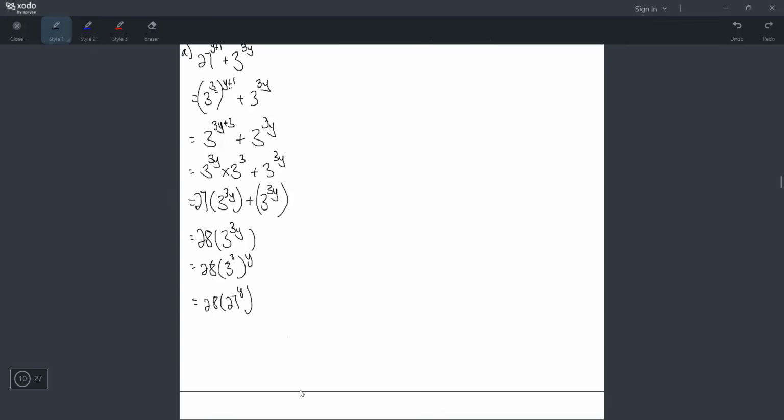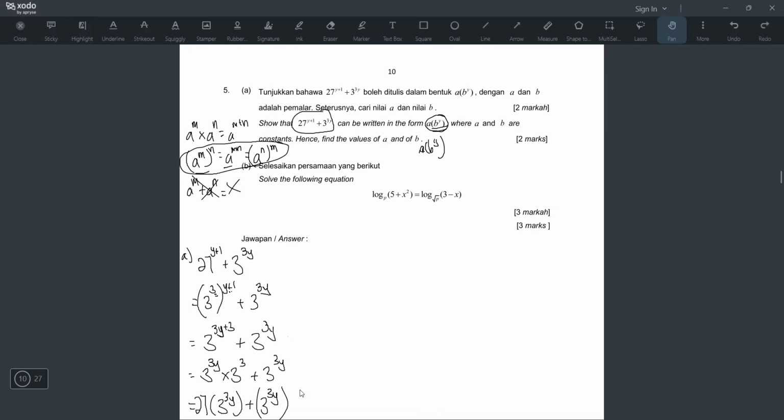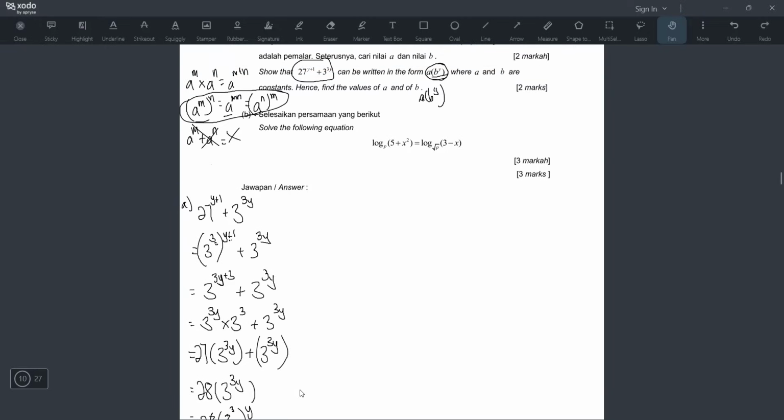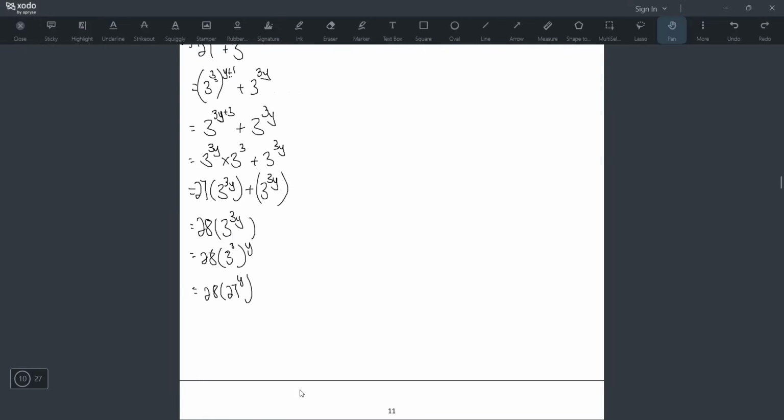Okay, can I stop here? Let's check one more time. Show that this thing can be written in the form, but then they say, hence, find the values of a and b. So there's one more thing to do. The form is a bracket b power y. So I already successfully wrote this in this a bracket b power y, but I still have to list down the a value and b value.